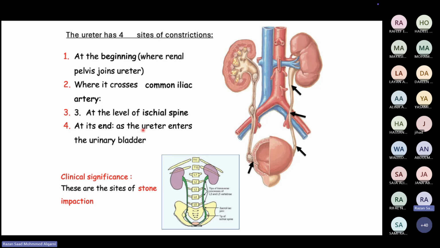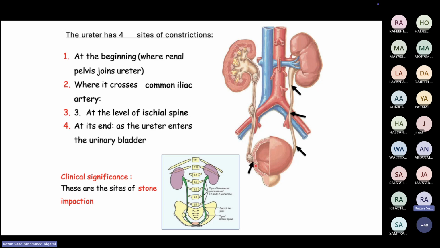What about the third site? The third site is going to be at the level of the ischial spine. And as you can see in this picture, it's going to be here. So this is the tip of the ischial spine, and the ureter is going to be lying anterior to it. So this is the third constriction site. Let's come to the last one, which is at the end. It's the last site of constriction, which is when it's going to enter the urinary bladder. So it's going to be when the ureter enters the urinary bladder. This is going to be the last and fourth site of constriction.